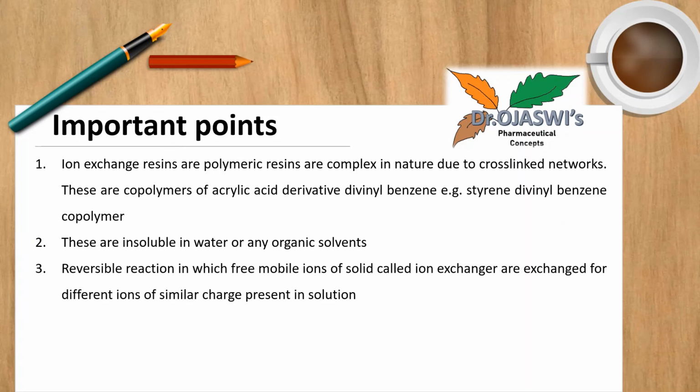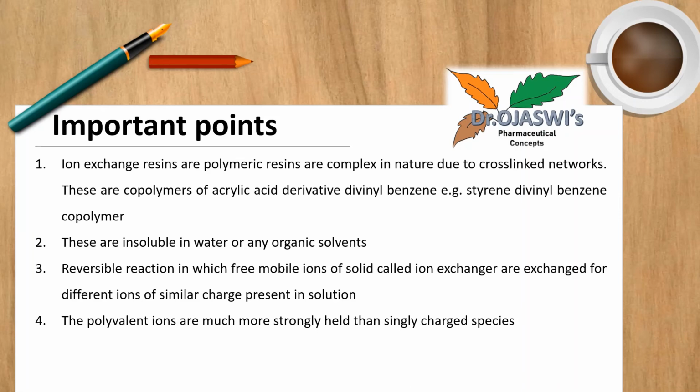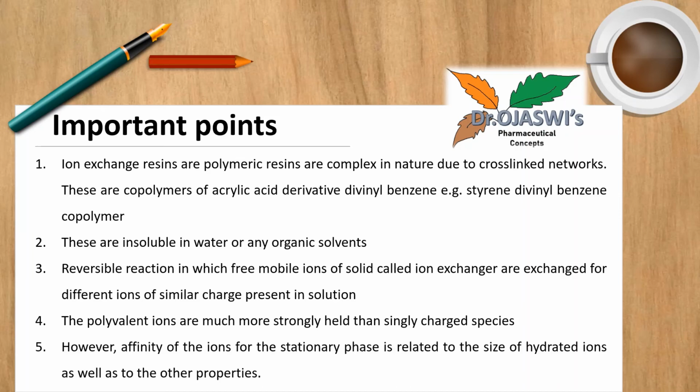It is a reversible reaction in which free mobile ions of a solid called ion exchanger are exchanged for different ions of similar charge present in solution. The polyvalent ions are much more strongly held than singly charged species. However, the affinity of the ions for the stationary phase is related to the size of hydrated ions as well as to other properties.